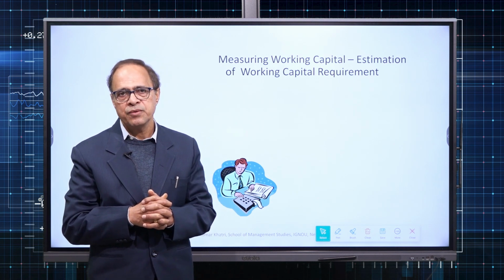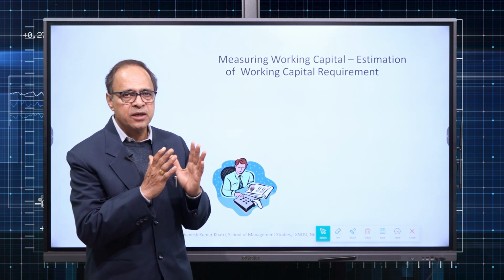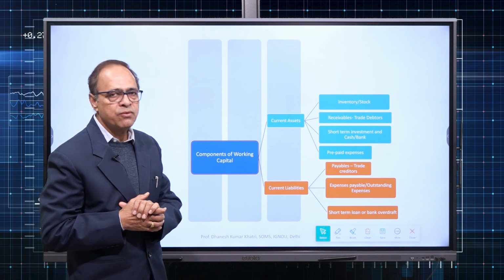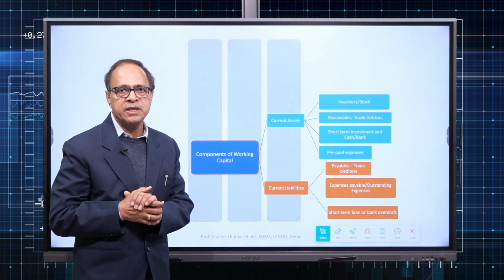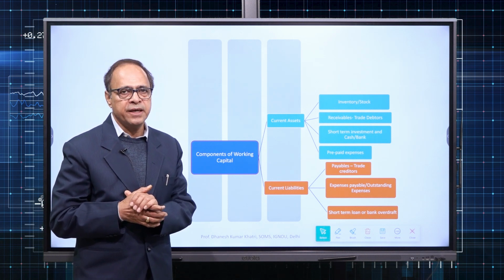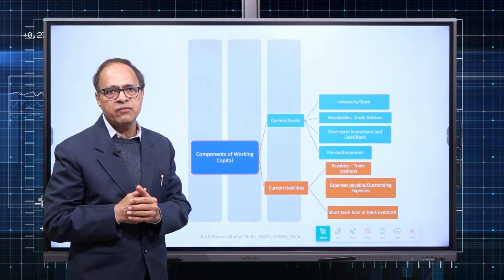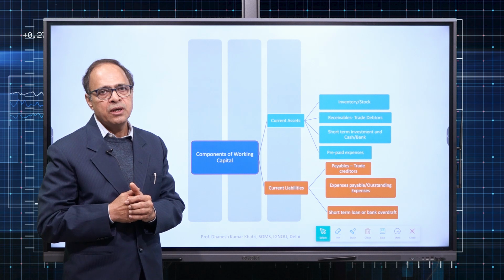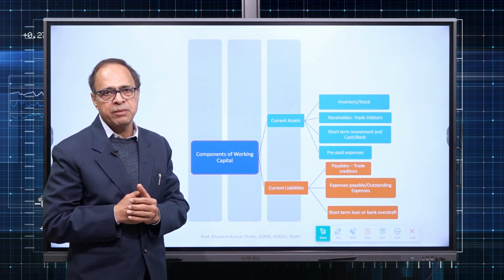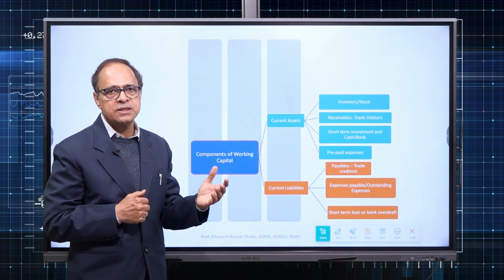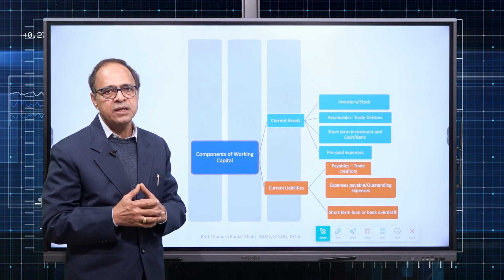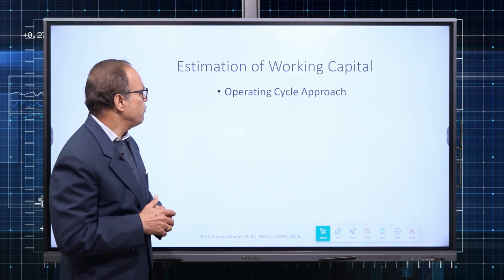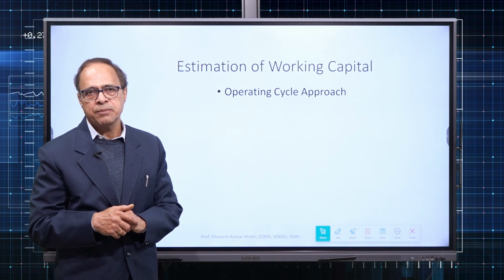In that approach, we estimated different components of working capital. We estimated different current assets, like the level of raw material inventory, finished goods inventory, semi-finished goods inventory, level of investment in receivables, level of payables and all that, and we arrived at the working capital requirement. Now, in today's lesson, we will be focusing on the operating cycle approach.